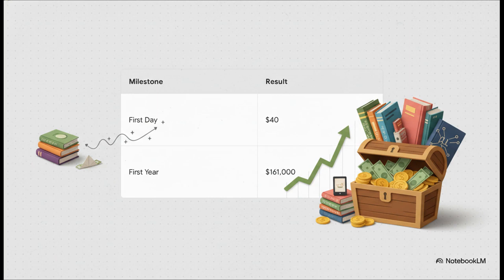And listen, this isn't just some theory I'm talking about. These are real results from real people who have followed this exact model. One person made $40 on their very first day. Another one took this and scaled it up to over $161,000 in their first year. It just shows you what's possible, starting with that first small win and growing it into something really significant.